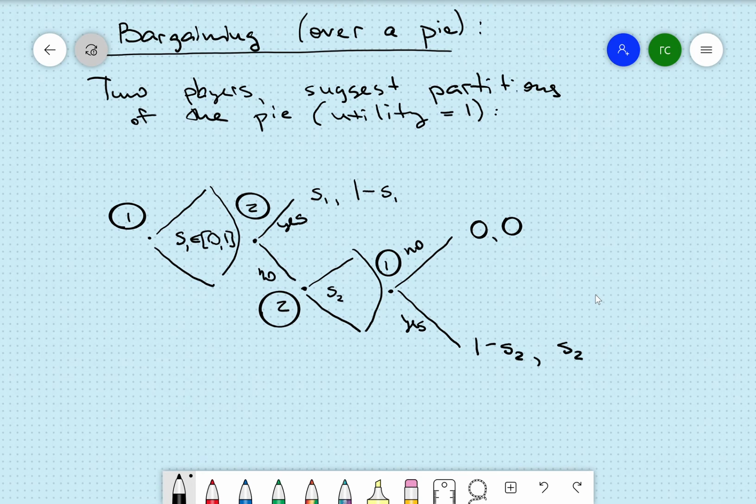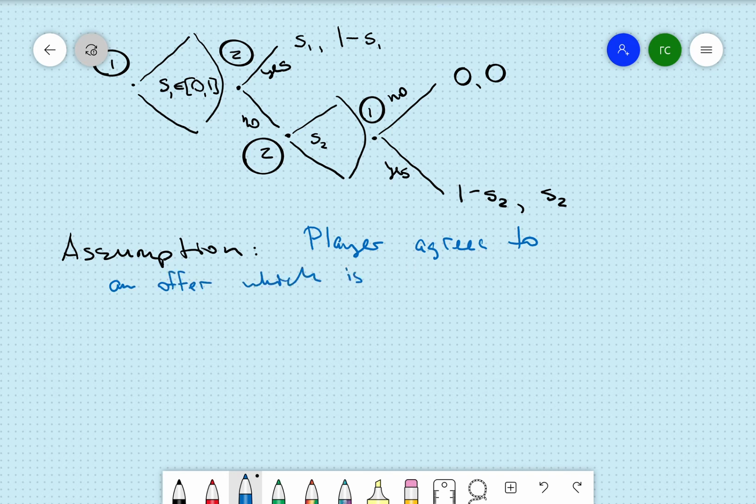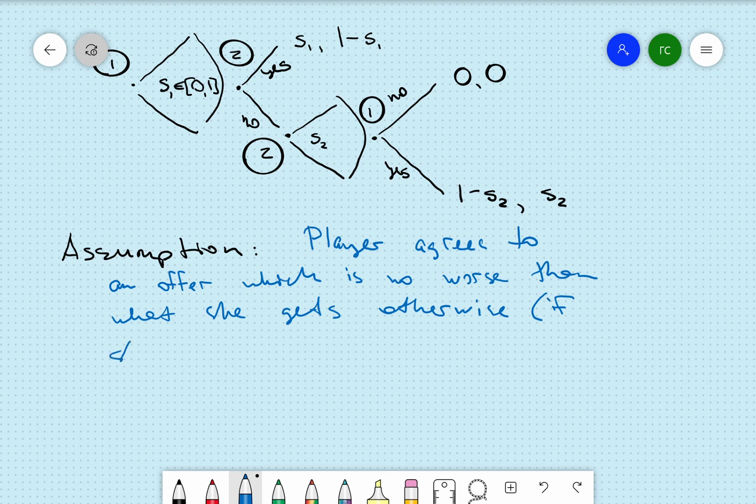So to solve it by backward induction, we look at the very end of the game, and let's make an assumption. This is what our assumption will be. It's important, so I will write it in blue. We'll assume that the player who is offered as much as the player would otherwise get agrees to the offer. So a player agrees to an offer which is no worse than what she gets otherwise, that is, if she refuses, if she rejects the offer, right?